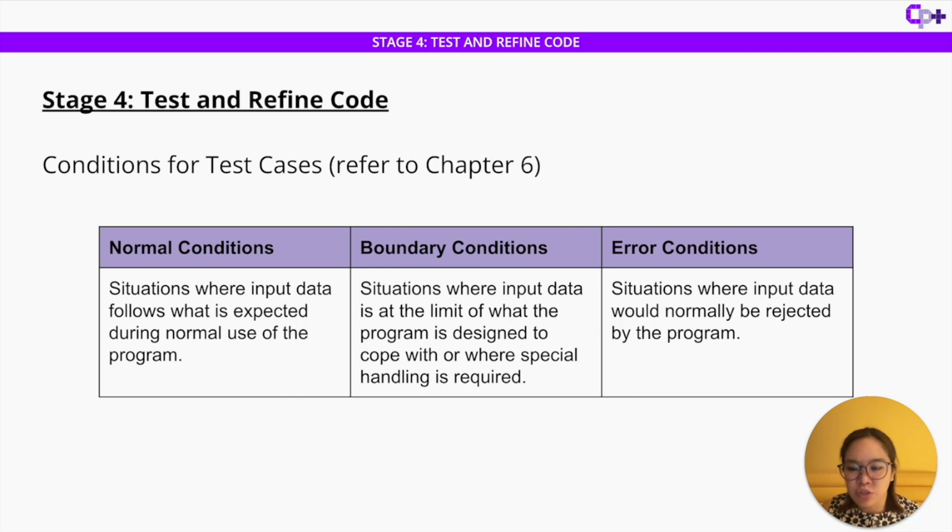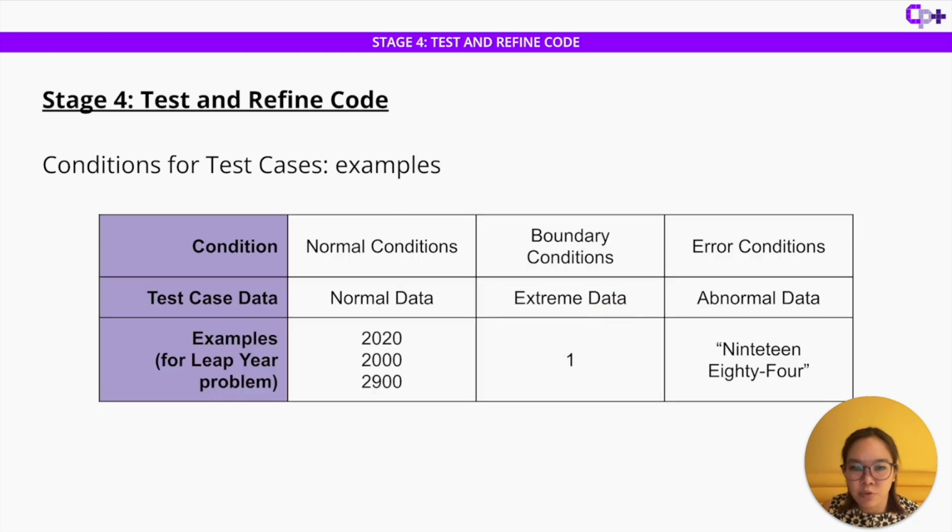Examples of each condition, as well as the test cases, are shown in our leap year code. Here we have chosen 1 as our extreme data because 1 is the smallest possible year, AD. And because we do not know when the world will end, we do not predict a biggest year.